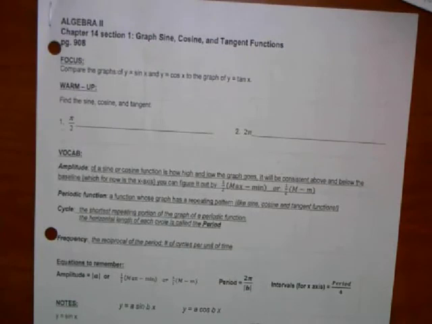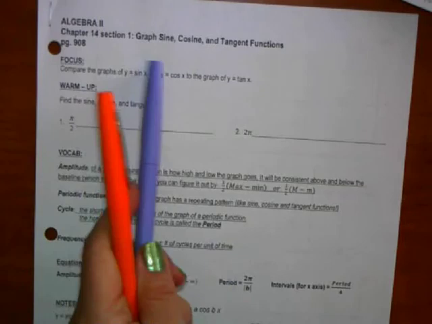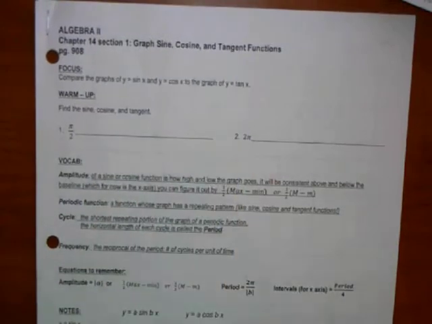So today we're going to start section 14.1, chapter 14. We only have 4 sections to do in this chapter, and you guys are done with the book. Isn't that awesome? So it's kind of a continuation of chapter 13. It's about graphing sine, cosine, and tangent functions. It's not too bad, though.